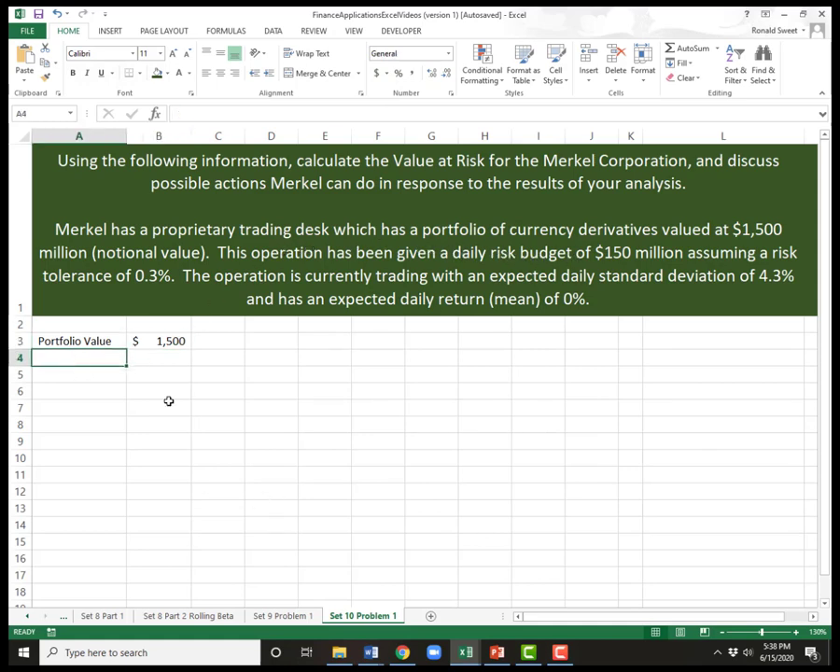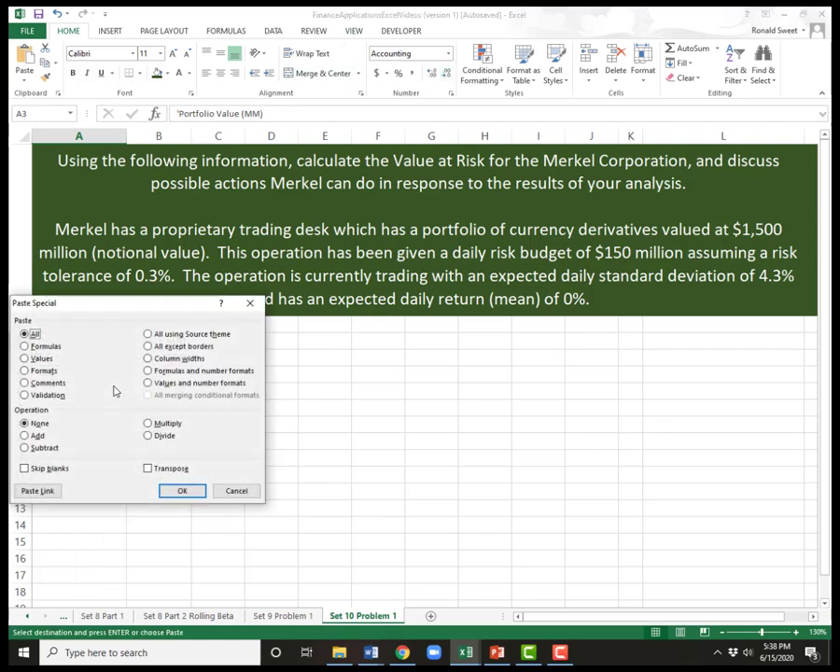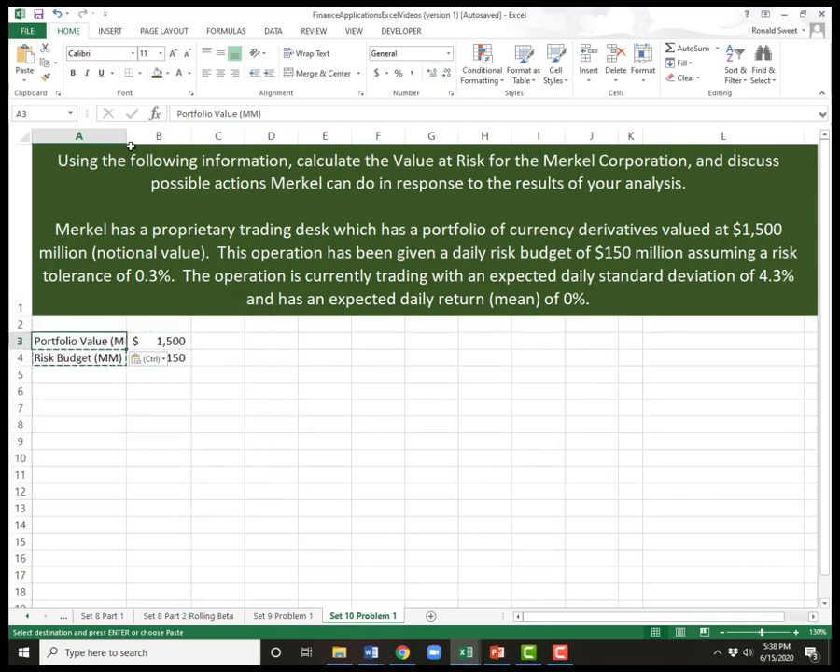The operation has been given a daily risk budget. So we need a risk budget. We'll talk about the risk budget, but the risk budget is essentially them saying how much are we allowed to lose X percent of the time. We'll talk about that X percent of the time. But this is essentially the amount of exposure you're allowed to have in this portfolio at some low probability event. And our risk budget, $150 million. So this is in millions. We usually use 2 M's for millions because 1 M usually means thousands. And so 2 M's would be 1,000, 1,000, or 1,000,000.